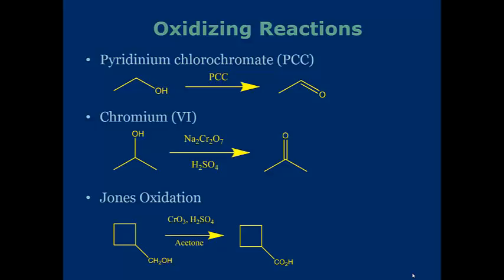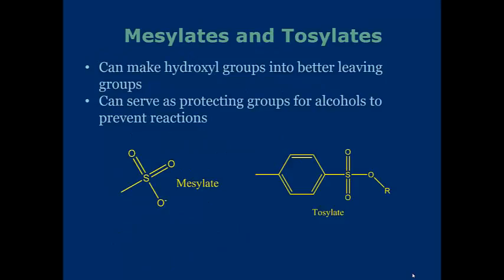Chromium does the same thing as PCC, but this is a lot stronger of a reagent. If you are to put this into a terminal alcohol, you will likely create a carboxylic acid because it's going to oxidize until it is fully oxidized. And the Jones oxidation is much the same. If you put this onto a terminal group, you will likely oxidize it entirely to completion, which you can note at the bottom in the cyclobutane reaction.